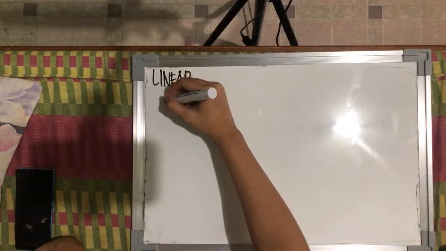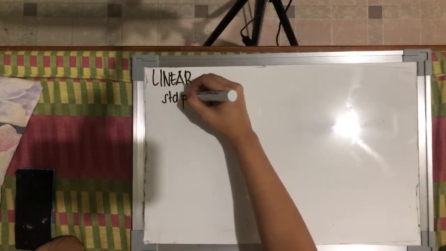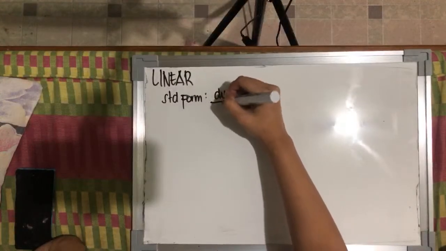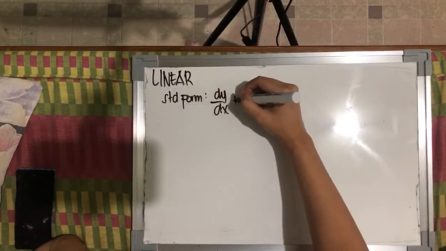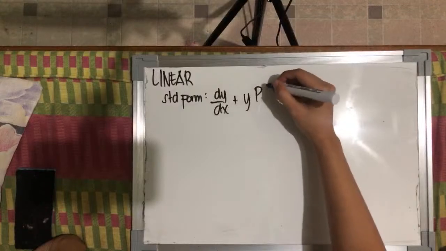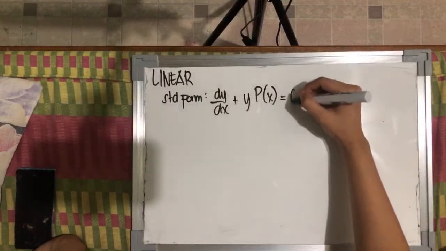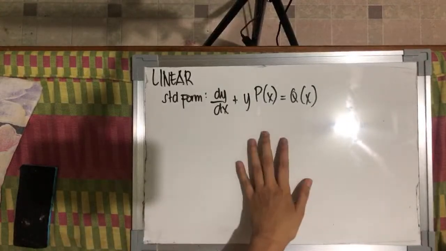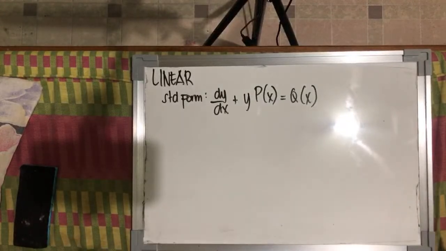How will you know that linear can be our solution? It has a standard form: dy over dx plus y times p of x is equal to q of x. When your equation has this form, it is linear. So, for example, this.